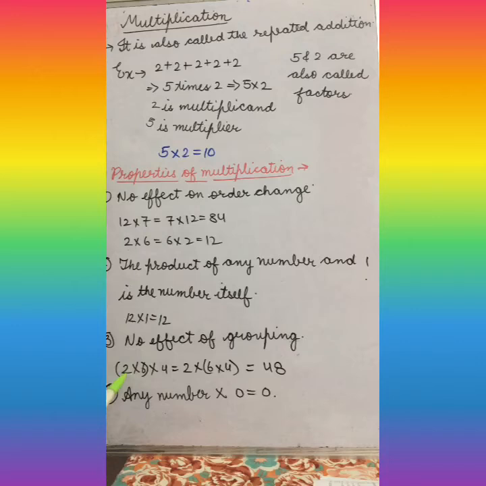There will be no effect of grouping, like 2 multiplied by 6 multiplied by 4. Here if we solve this first, it comes to be 12, 6 2s are 12, and into 4 will give 48. And here 6 multiplied by 4, 6 4s are 24, and 24 multiplied by 2 also gives 48. Any number which is multiplied by 0 is always 0.